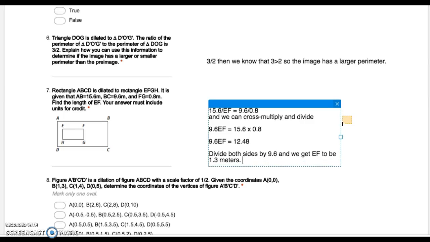1.3 meters. If you want to check your work, you can take 15.6 and divide it by 1.3, and you'll get 12. And you take 9.6 and divide it by 0.8, and you'll get 12 as well. So the answer we were looking for there is 1.3 meters is the length of EF.